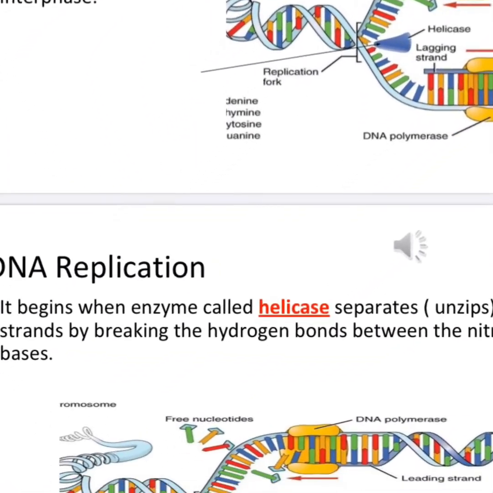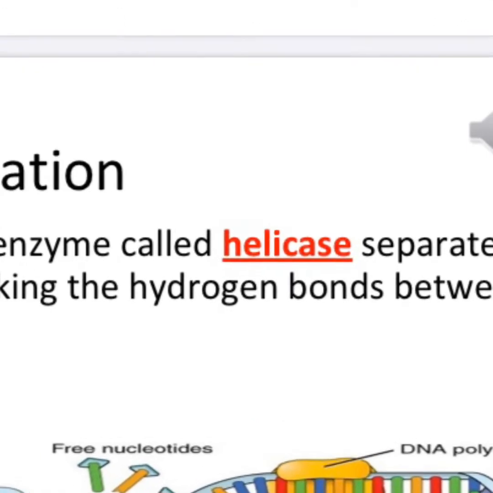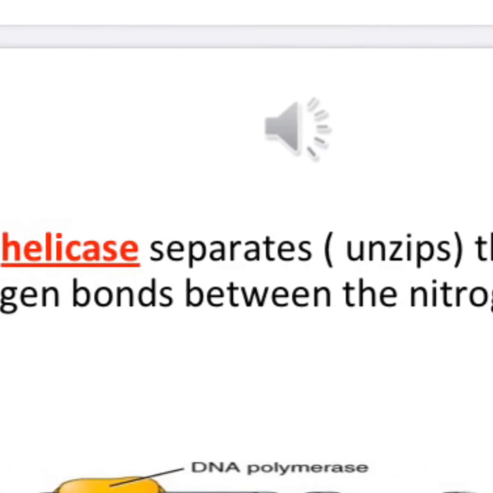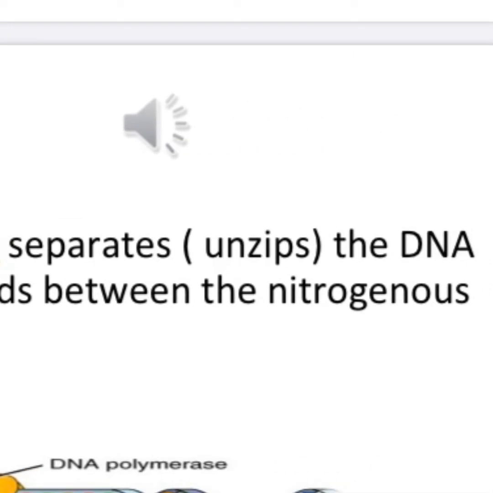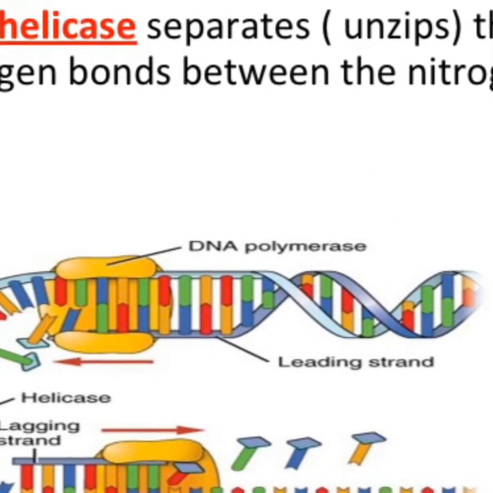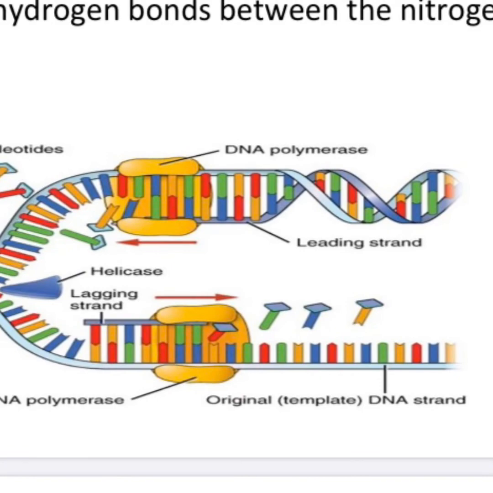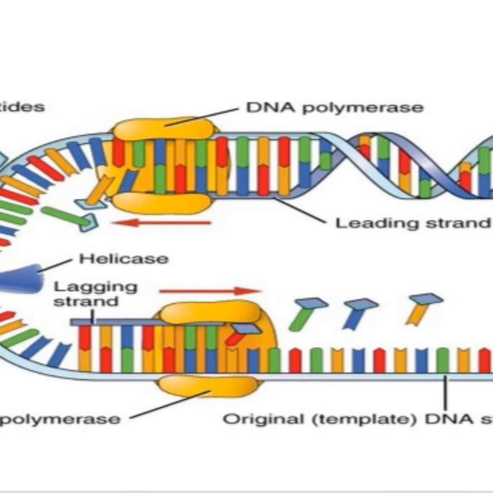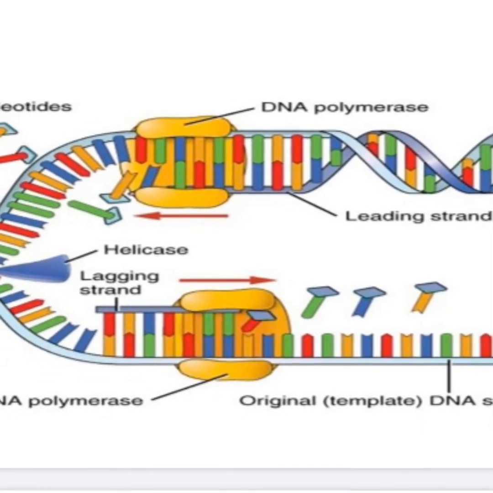DNA replication begins when an enzyme called helicase separates or unzips the DNA by breaking which bonds? Which bonds are found in the middle, at the center? They break down hydrogen bonds. Helicase breaks down the hydrogen bonds between the bases.